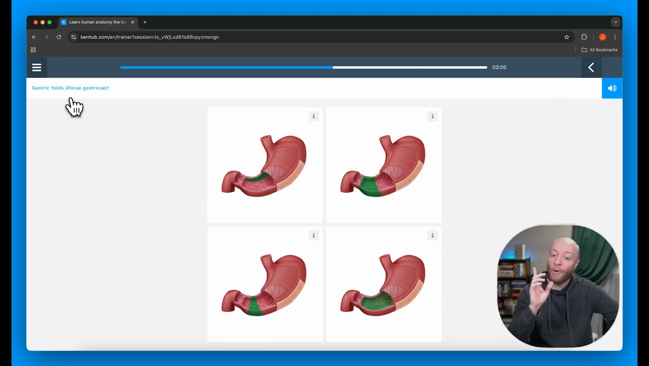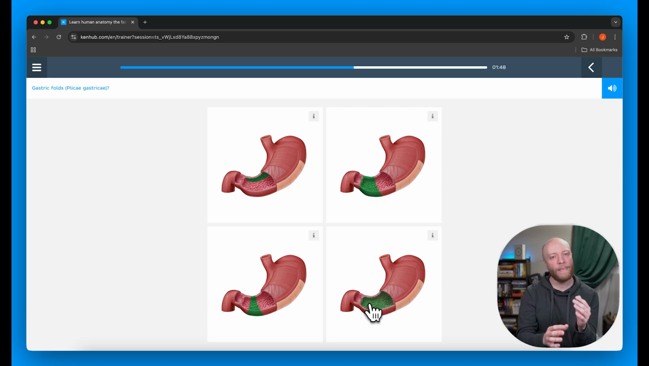All right, so gastric folds. Good thing I talked about this, right? So what are the gastric folds? And they give great images because each of them are showing this folded region. However, I kind of probably ruined that one. I'm sorry. These are going to be the gastric folds. So I'm not even going to click on it. Just going to hang out right here.